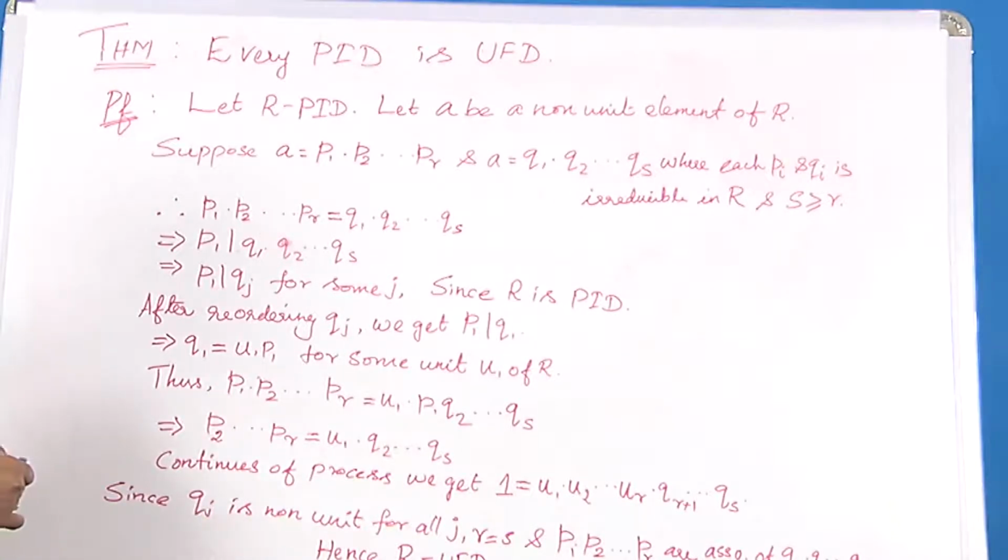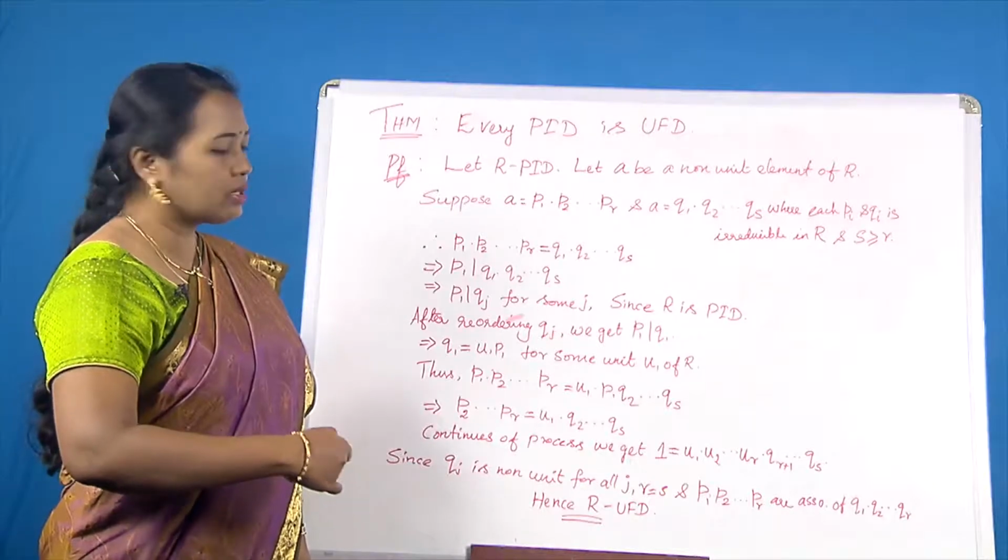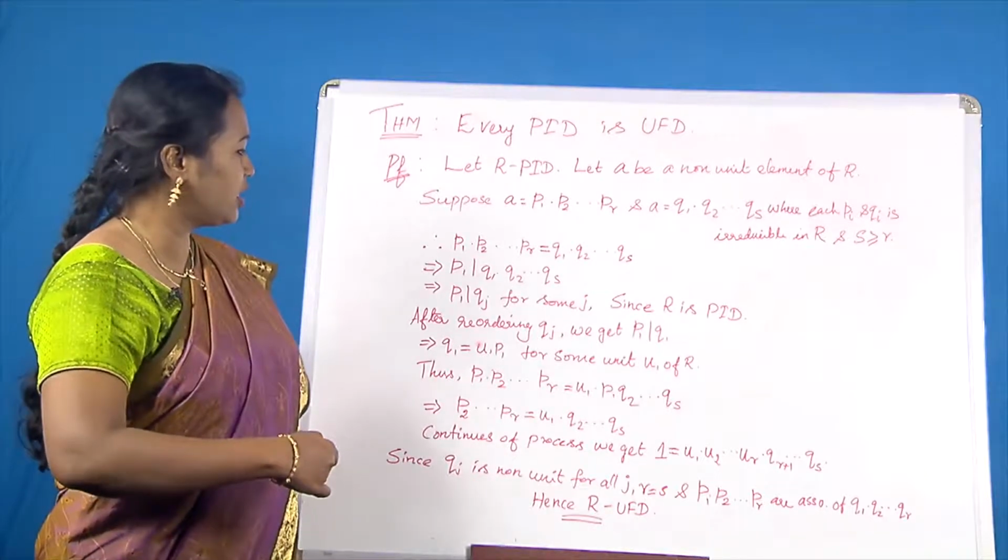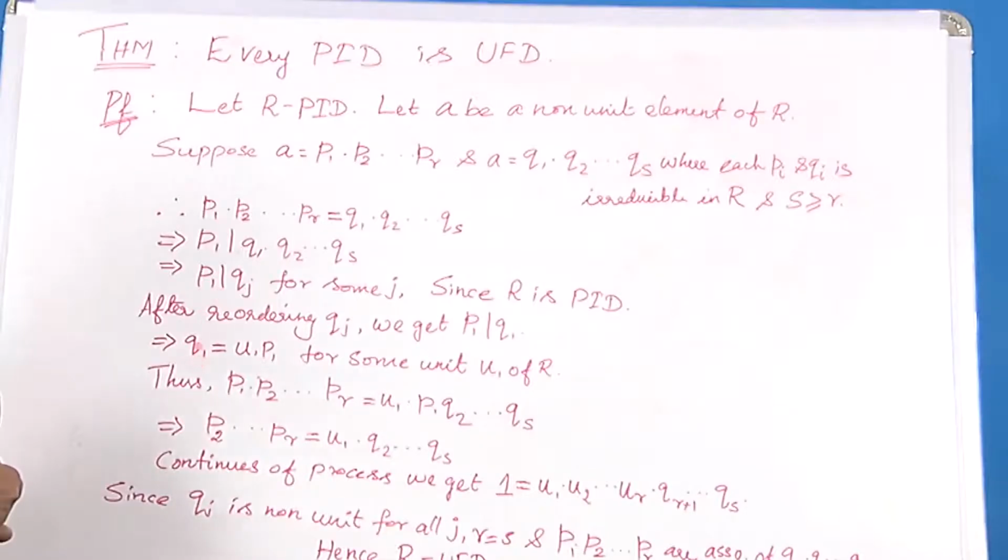So, there is going to be a Qj among these elements such that P1 on the left hand side is able to divide it. Let us reorder the elements in such a way that that particular Qj which is divisible by P1 comes first. So, now we have arranged it and it becomes Q1. So, Q1 can be written as U1 P1 because now P1 divides this particular Q1, and therefore, Q1 can be written as U1 P1 for some unit U1 of R.